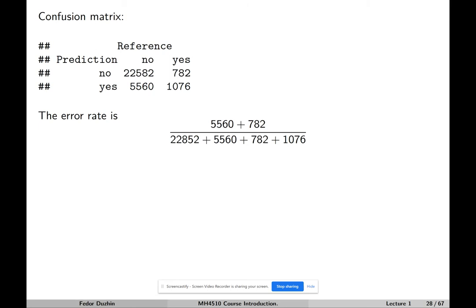Then the error rate is just the number of observations that are off the main diagonal in this matrix. If this is a bigger matrix, then whatever goes along the main diagonal are correctly classified observations, and whatever is off the main diagonal is incorrectly classified observations. So the error rate is the total sum of off-diagonal entries of the confusion matrix divided by the total sum of entries. This is the overall error rate.